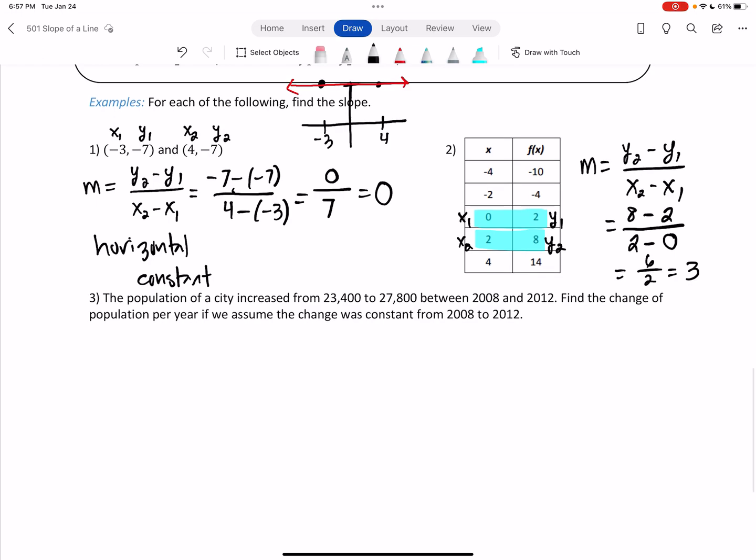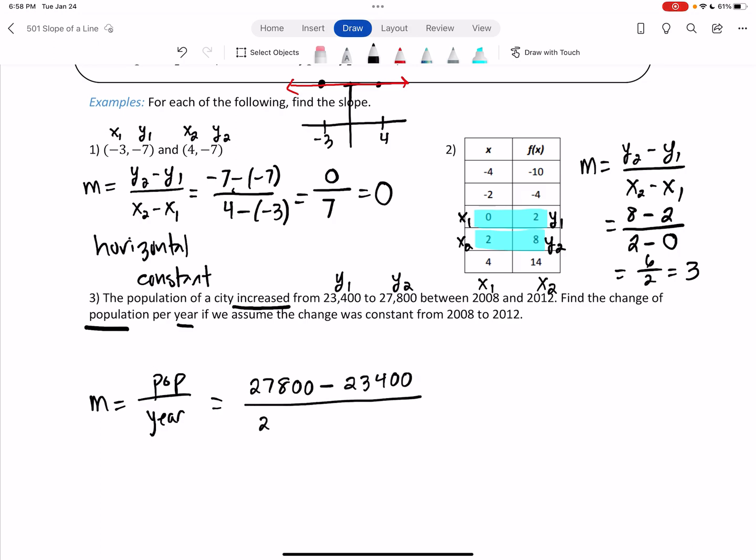Okay, the population of a city increased from 23,400 to 27,800 between 2008 and 2012. So it increased, and you should be thinking, I'm going to get a positive slope. Find the change of the population per year. What that tells you is that the population should go on the top and the year should go on the bottom. So I'm going to call these the y's because they go on the top, and the years, the x's, go on the bottom. The population maxed at 27,800. It started at 23,400. At the end, it was 2012 minus 2008.